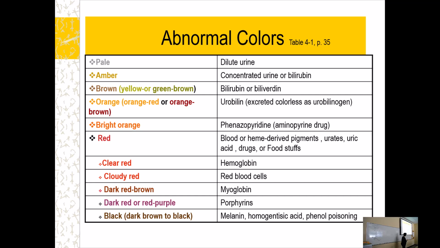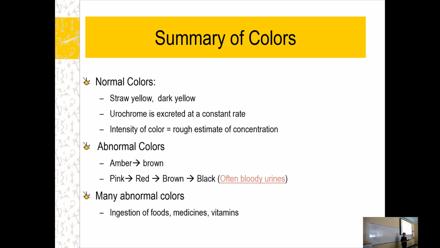Dark red or red-purple, we see porphyrins. In hematology, you guys have talked about porphyrins now, so you understand where porphyrins are. Black, dark brown or black, melanin sometimes, homogentisic acid, or phenol poisoning we sometimes see. So all of these are abnormal colors of things we see. Now, again, this is just a summary of that, your abnormal colors.